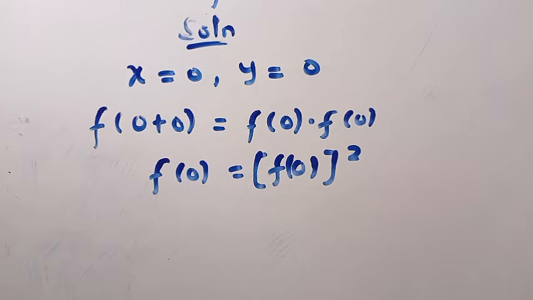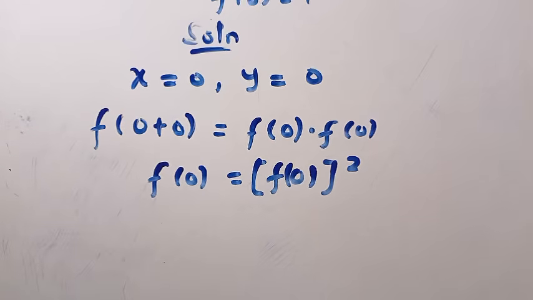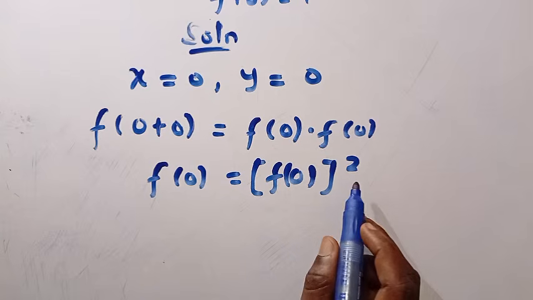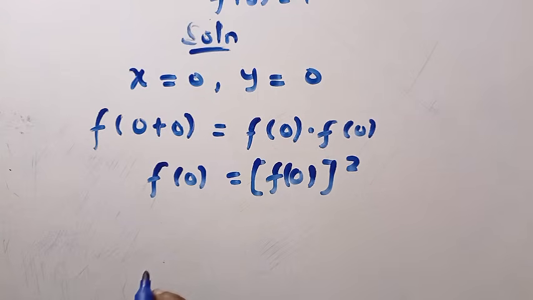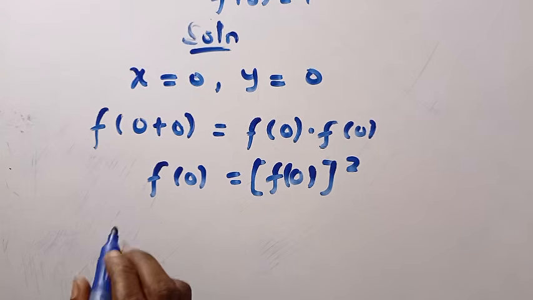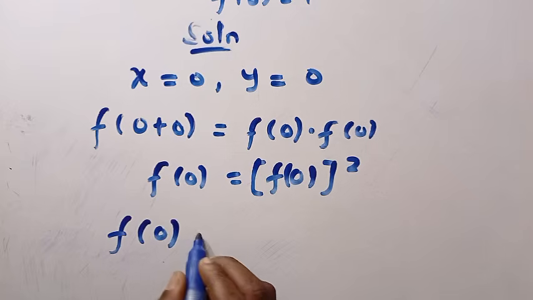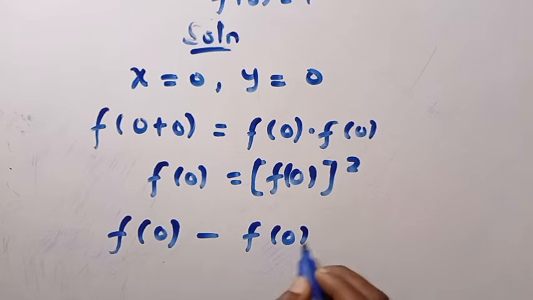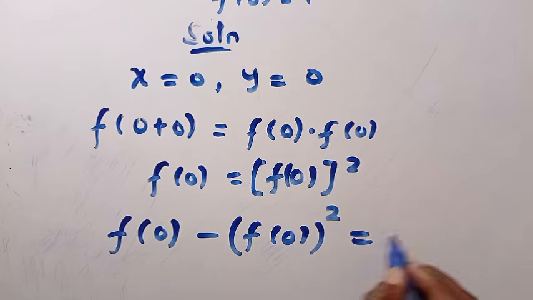And we cannot just cancel this like that. We have to find what f of 0 is first. So either we transfer f of 0 to the other side, or we take f of 0 squared to this side. Either way, it works. By transferring, we have f of 0 minus f of 0, all squared, equals 0.